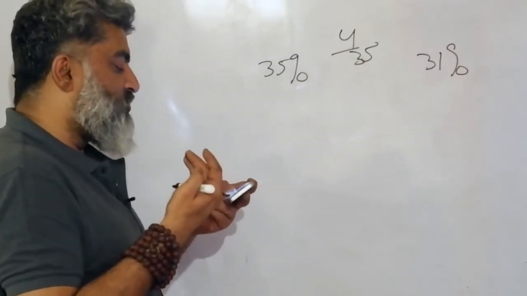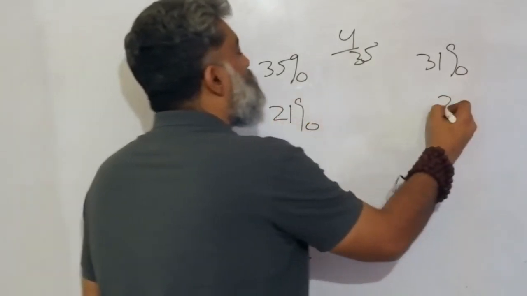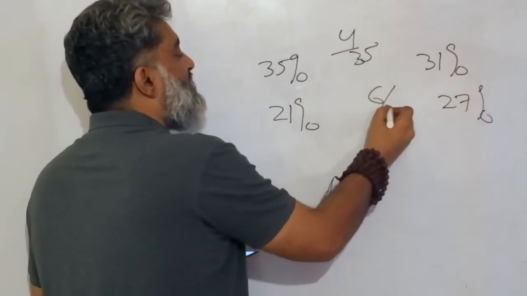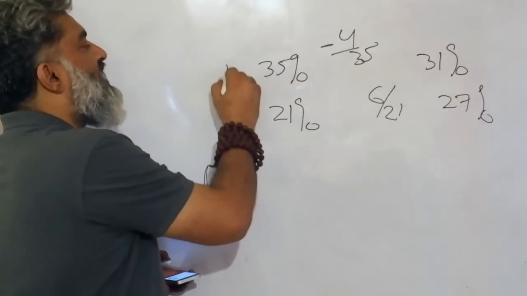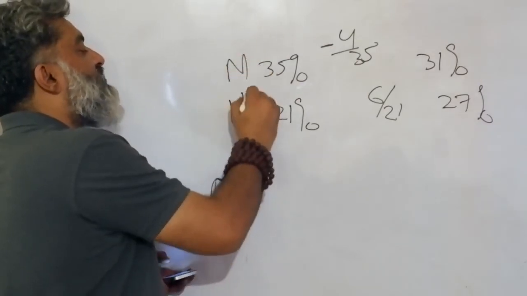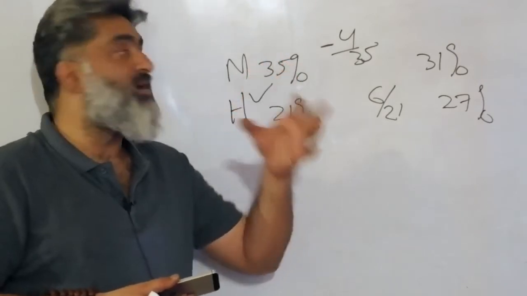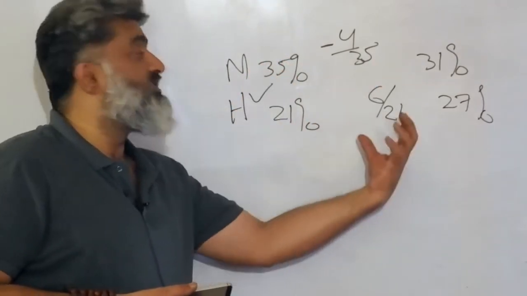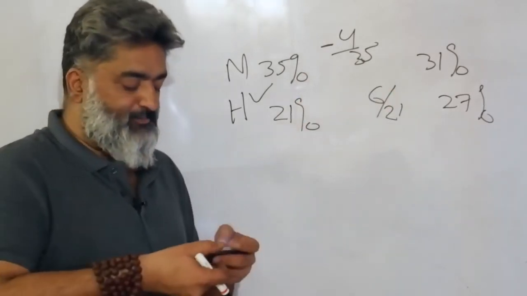Hyundai has gone from 21% to 27%. So there is a growth of 6 by 21. This was a negative 4 by 35. So far between Maruti and Hyundai, Hyundai is definitely the winner, because whatever is happening to the market will happen to Maruti and Hyundai the same way. But Hyundai's multiplying factor is better than Maruti's multiplying factor, right?